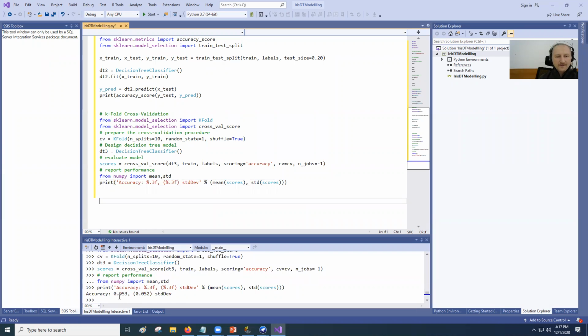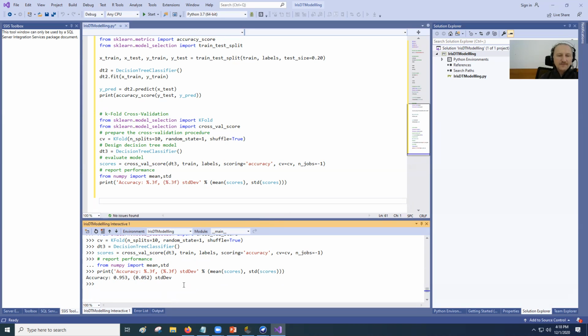Yes, 95%, 0.95. According to 10-fold validation, the accuracy of my model is 95%. And the standard deviation is 0.05, plus or minus. This means it is quite reliable. If this number is too small, it means my model is quite reliable because it is not deviating too much. There is no fluctuation in the result. It is telling 95% correct.